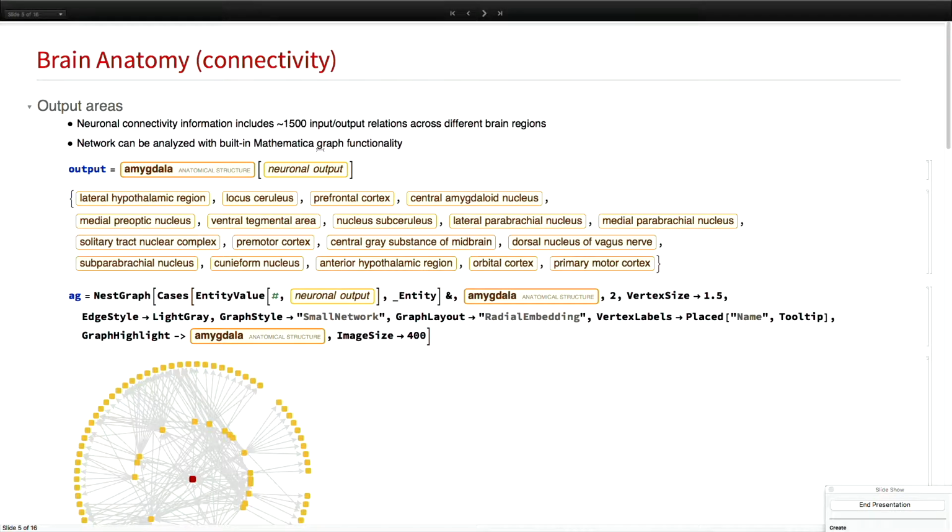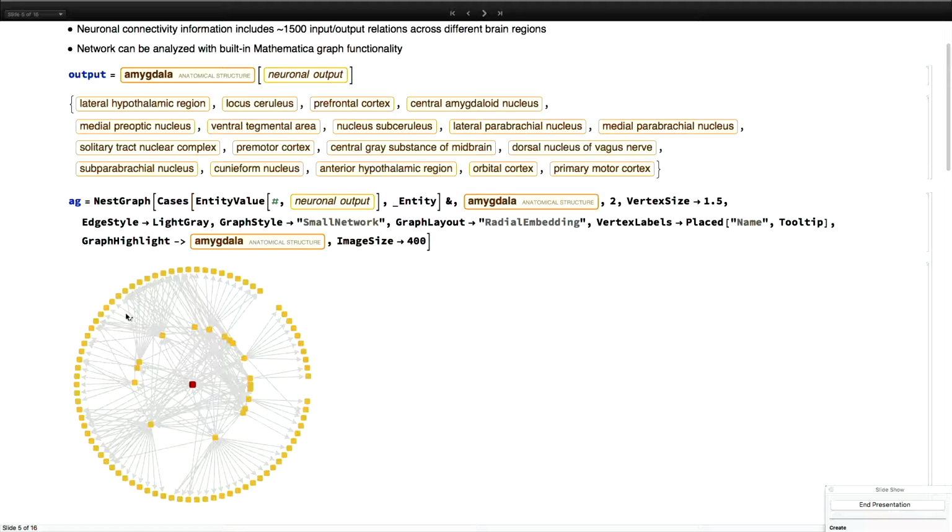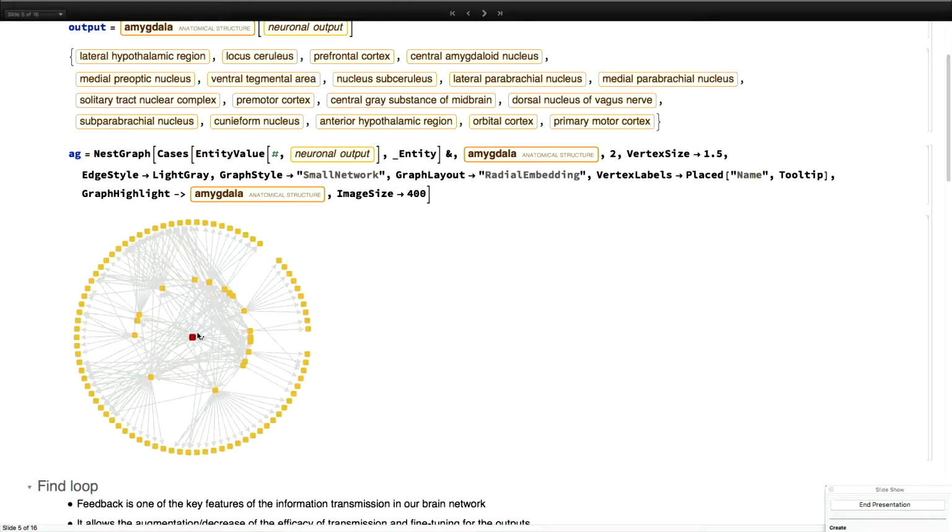We have neuronal connectivity information, which includes more than 1,500 input-output connectivity relations across different brain areas. For example, we can find output areas of the amygdala there, and we can also visualize the network using the graph function. And this is the amygdala, and these are the direct output areas.